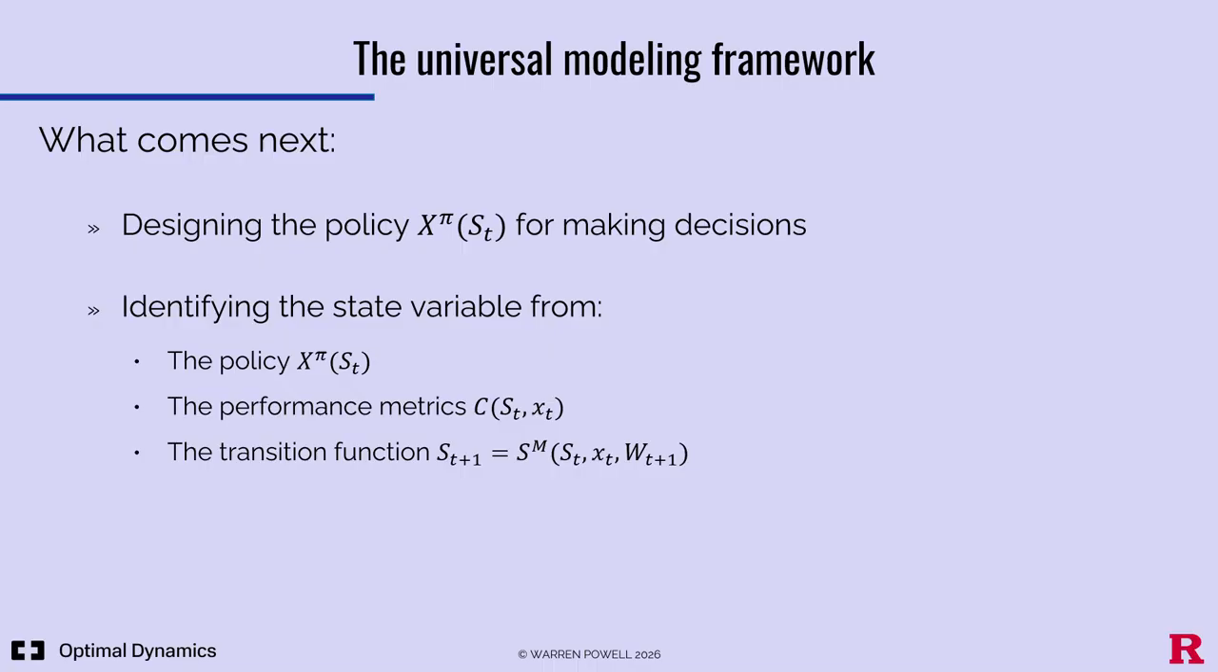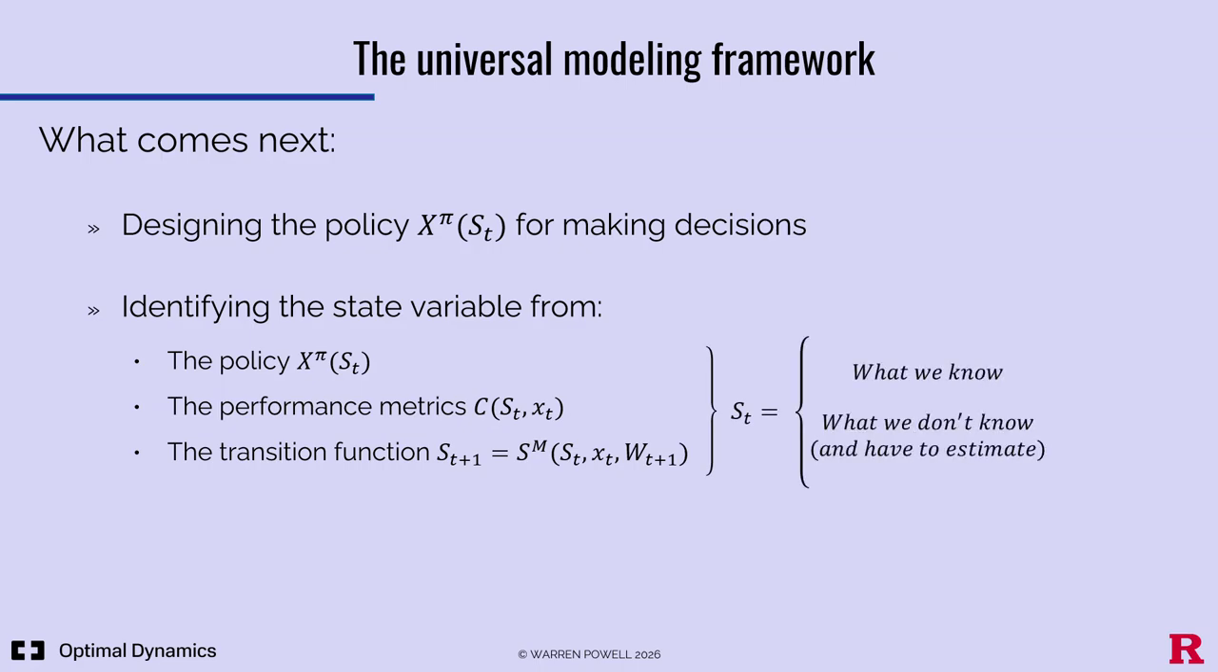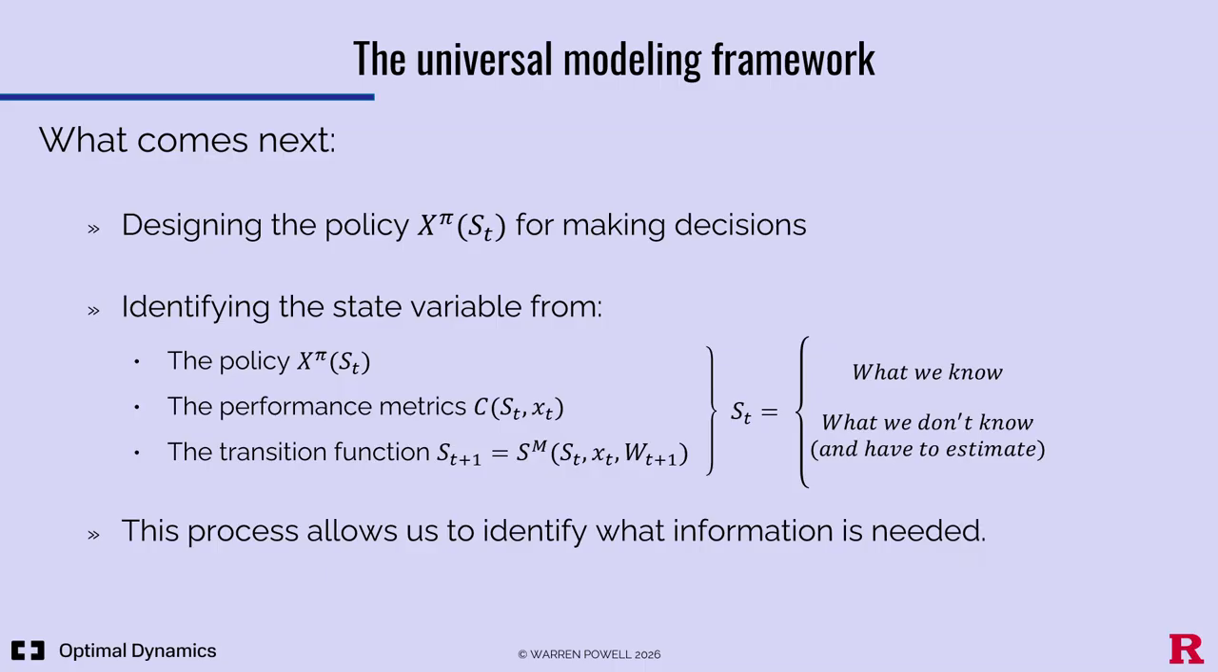Now, once we have that policy, we have 3 functions: the policy, the performance metrics, and the transition function. All of these depend on the state variable. Now, the state variable consists of what we know and what we don't know, but we have estimates. Understanding the state variable is very important for problems because it tells us what information we need. Now, of course, I'd like to know everything perfectly. Generally, I can't. That's why we have to use machine learning. But this whole way of viewing problems allows us to identify the information that's needed, which is very important.